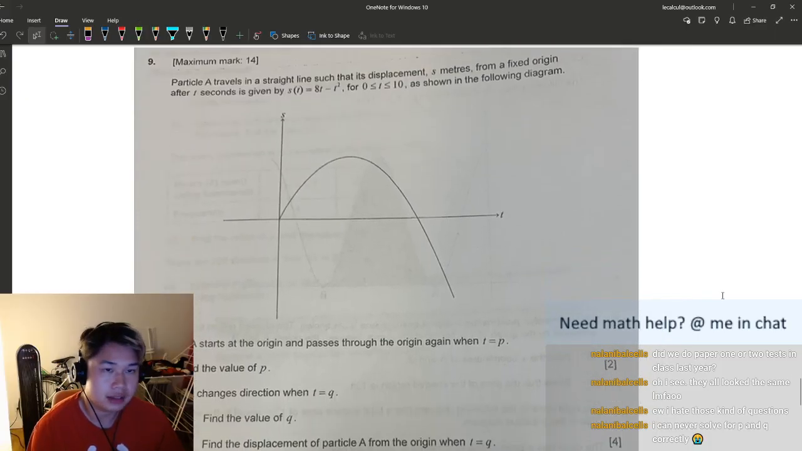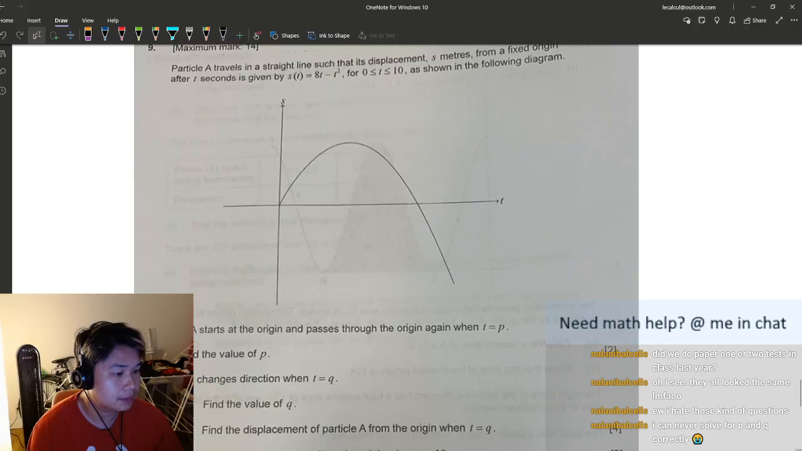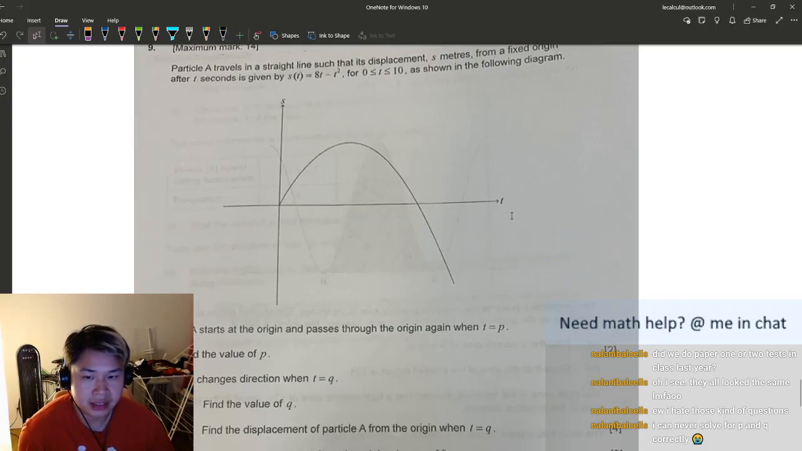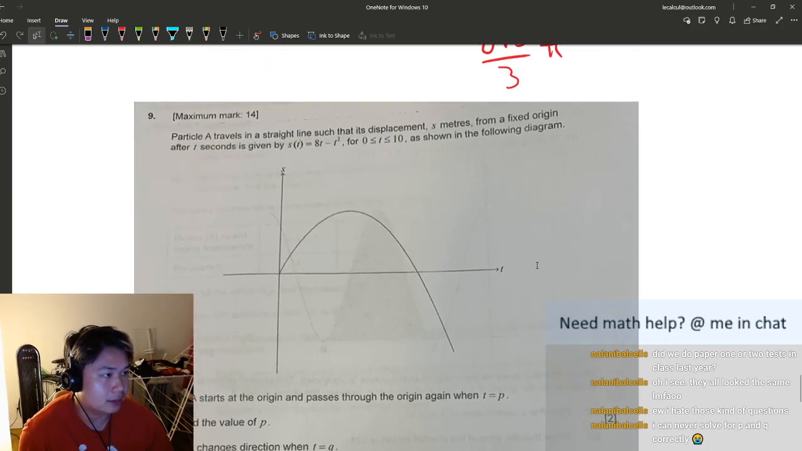Ooh, physics question. Okay, a particle A travels in a straight line. And here's its displacement, from 0 to 10, shown in the diagram. Particle A starts at the origin and passes through the origin again here. Find out where this is. Okay, so that's easy enough to do.